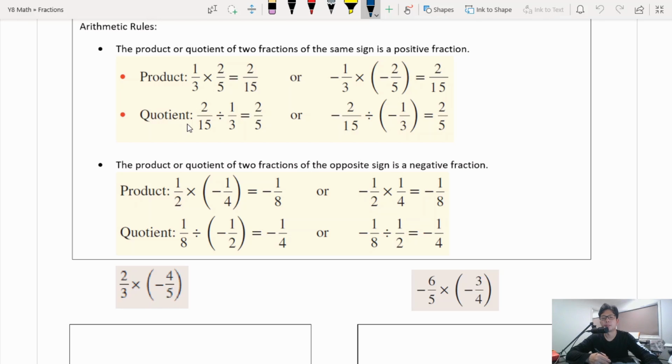Same with division, exactly the same thing. One positive, one negative. That gives us a negative answer. And one negative fraction and one positive fraction. That also gives us a negative fraction.